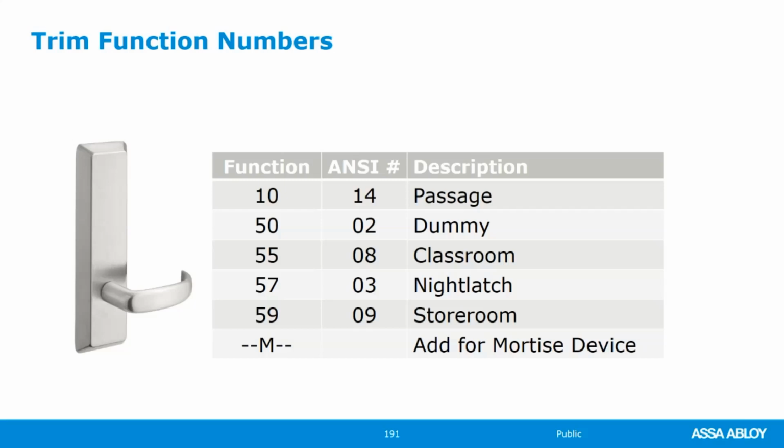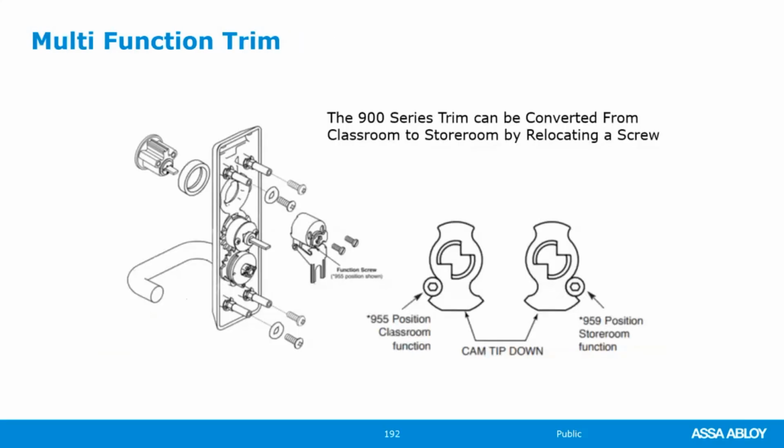We do offer, with our 955 series trim, a multifunction trim. You can change it from a classroom function to a barrier-free storeroom function just by moving a set screw that is in the back of the trim. It's right here on the locking piece of the hardware. This is where the cylinder comes in. It turns this cam, which locks and unlocks. If you move the cam from the left position to the right position, that device is locked at all times. You insert the key, you turn the key, it moves the cam, which unlocks the device. When you return the key back up to 12 o'clock and pull it out, it puts the cam back down and locks the device. That's what we call a barrier-free storeroom function.